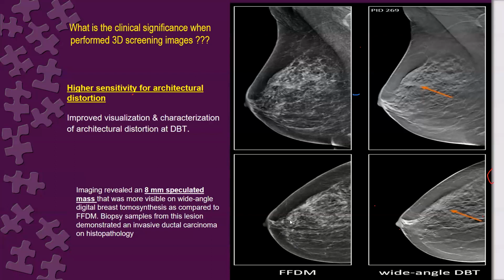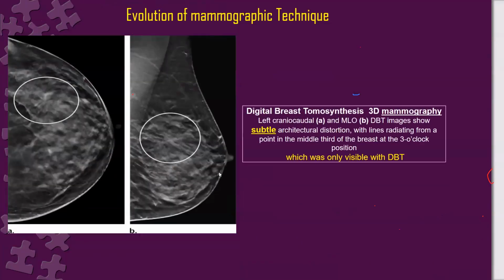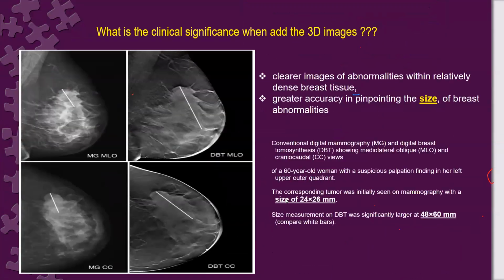Look at this. Here we can see a subtle area of architectural distortion, and definitely the architectural distortion is seen on tomosynthesis as well, as a spiculated mass with distortion. So tomosynthesis has a higher sensitivity for architectural distortion. This is a sub-centimeter mass, an 8 millimeter mass only, and in this case the architectural distortion was only visible on tomosynthesis.